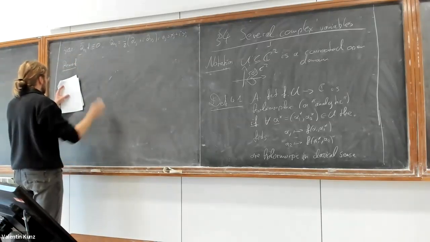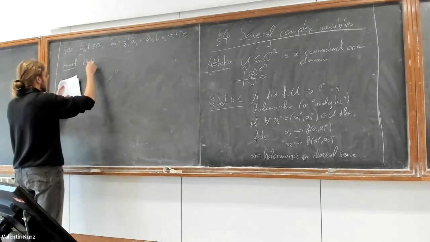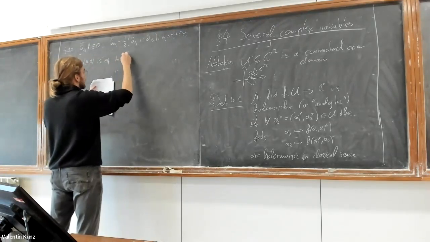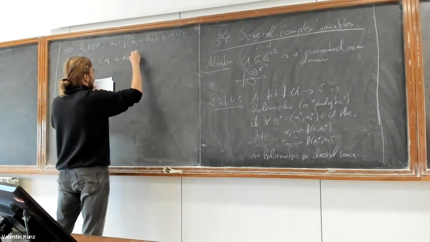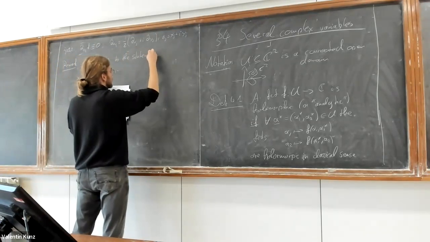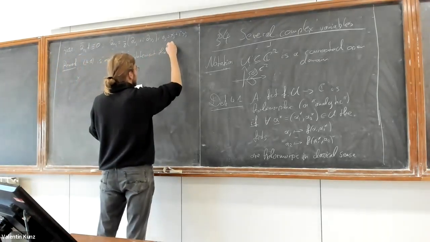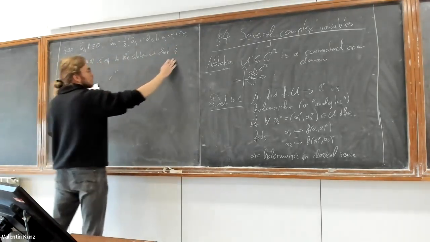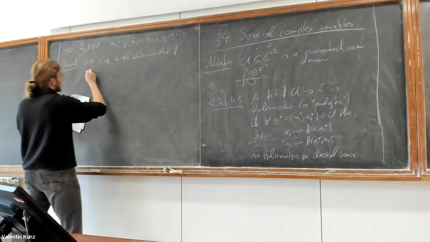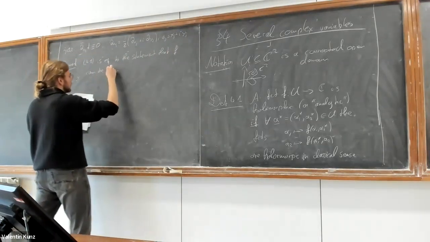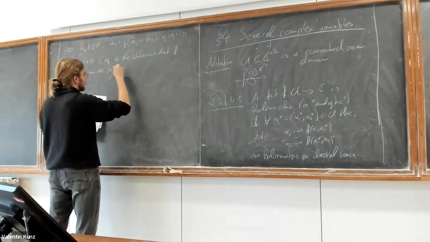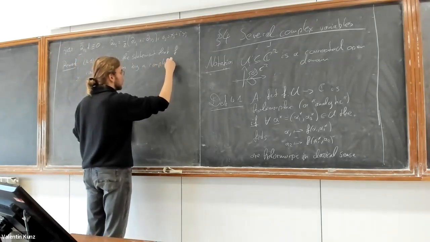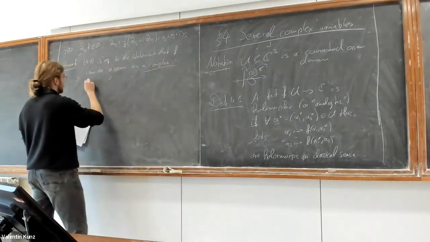But as a remark, this definition 4.1 is equivalent to, well, let's say, the statement that f can be approximated by a complex linear function.